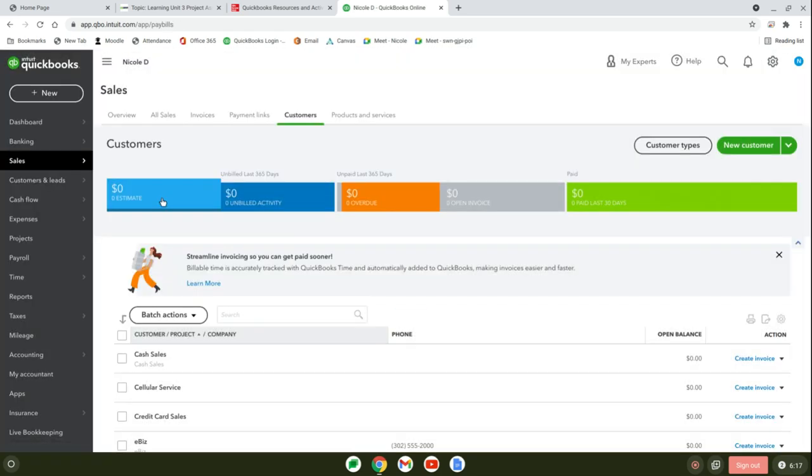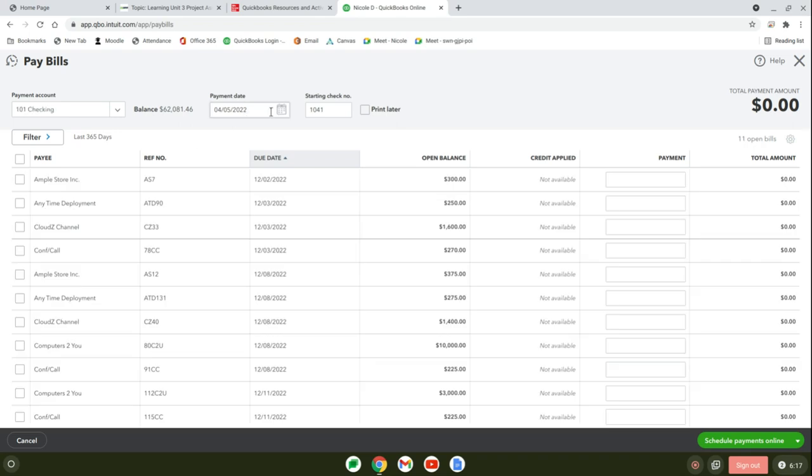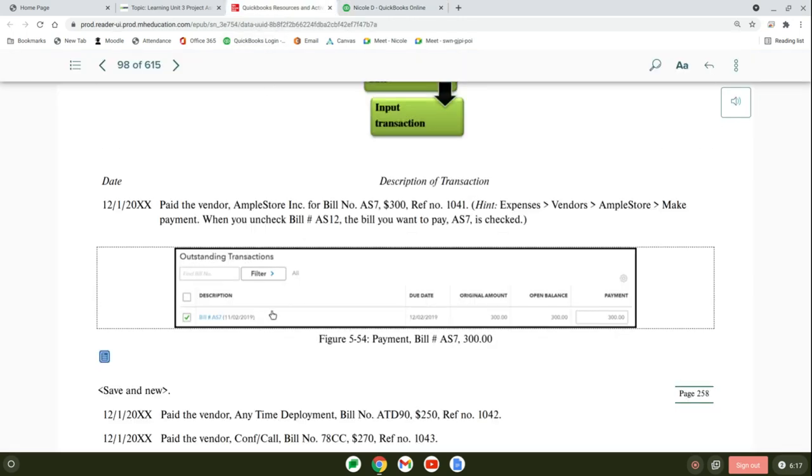And the date is going to need to be changed, and that's December 1st. Okay, make sure you have it with check number 1041. And there's actually a few of them. So pay bills is something you could do in an allotment. You could just select a few of them. So we're gonna go ahead and do that instead of doing it individually.